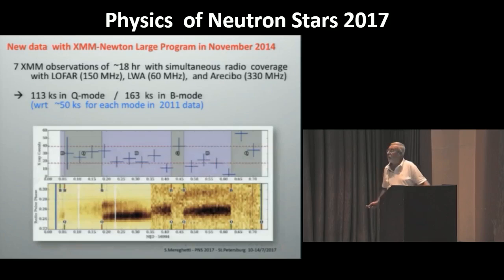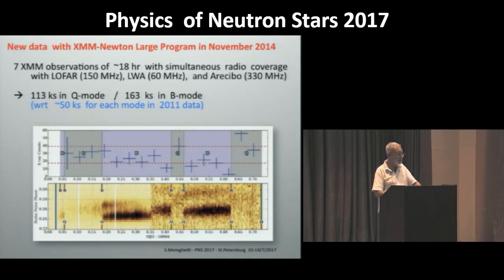This is one example of one session. We had 7 of these long observations. These are the radio data in which you see the different modes, Q and B, and these are the light curves derived with the maximum likelihood analysis from the X-rays, in which you can already see that indeed the source changes its flux correlated to the radio modes.